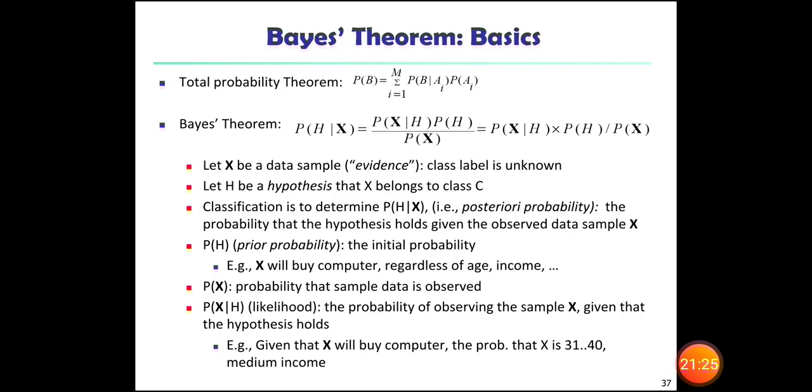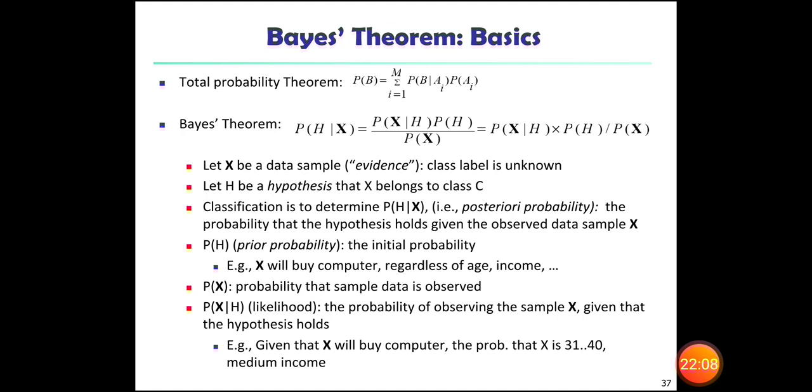Here P of H is the prior probability, that is the initial probability. For example, X will be buys computer regardless of age, income and others. And P of X, we have to remember, is nothing but the probability that the sample data is observed. We have to calculate P of X. And another one is P of X by H, the likelihood, the probability of observing the sample X given that the hypothesis holds.